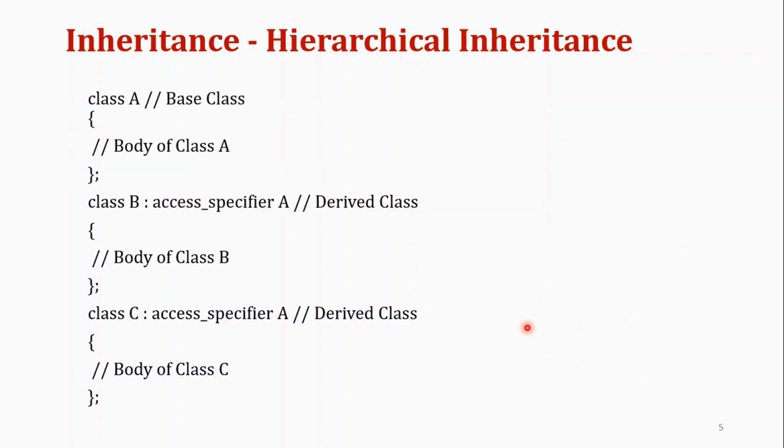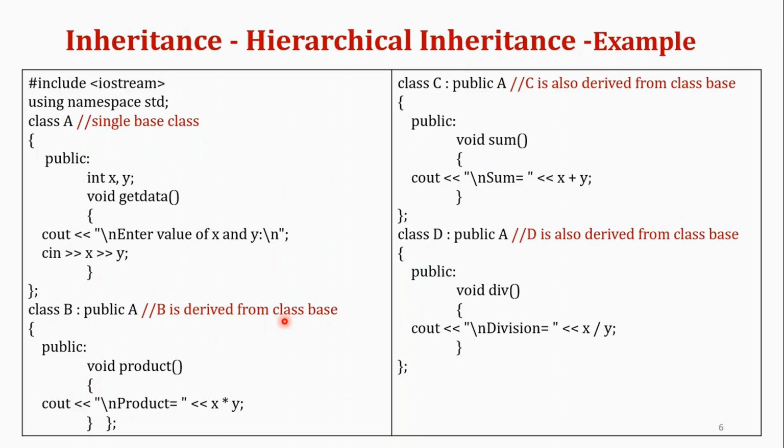Let us see the syntax. Class A is the apex or common base class. Class B, class C, class D are the derived classes. All the derived classes are inheriting the single base class A. So class B, access specifier, most probably public A. Class C, access specifier public, A. Class D, not shown here, class D colon public A. So class A is inherited by all the subclasses. We'll see a simple example from the diagram.